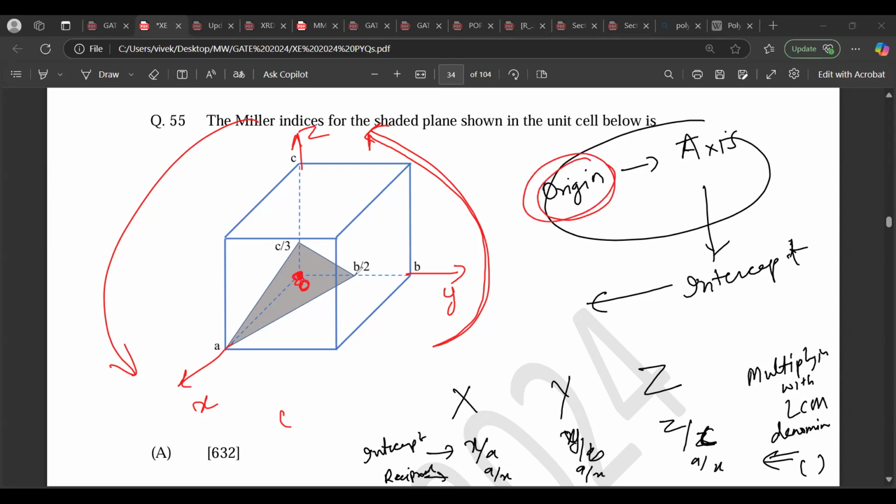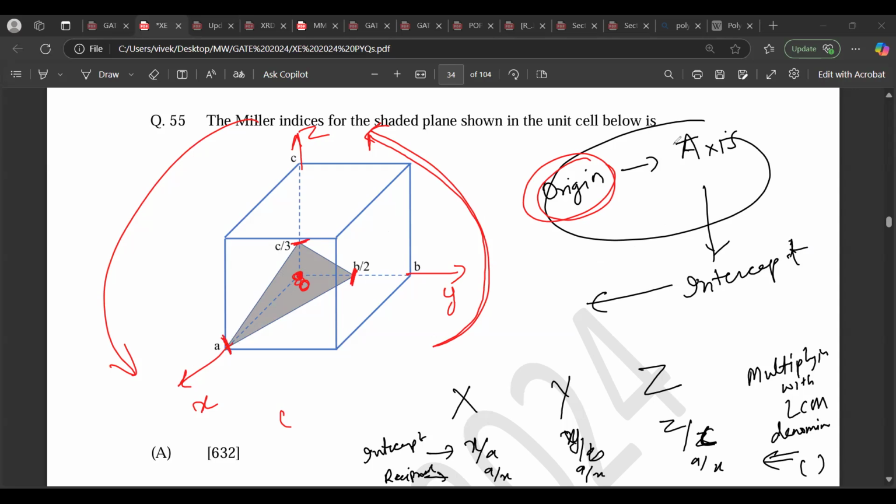Because of this origin only, I know where this plane is cutting my axis, right? I know where, and this is the simplest plane as well. This is not parallel or something confusing. It's very simple. This is the intercept, this is the intercept, right? So my origin is correct.